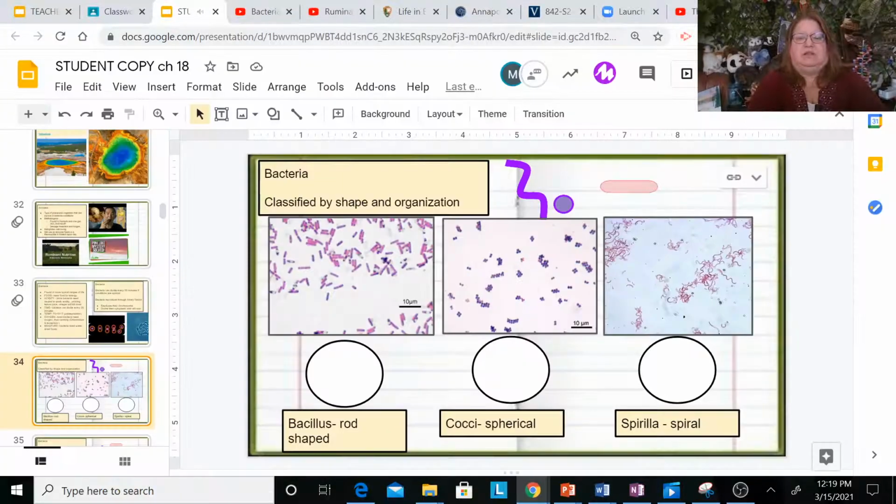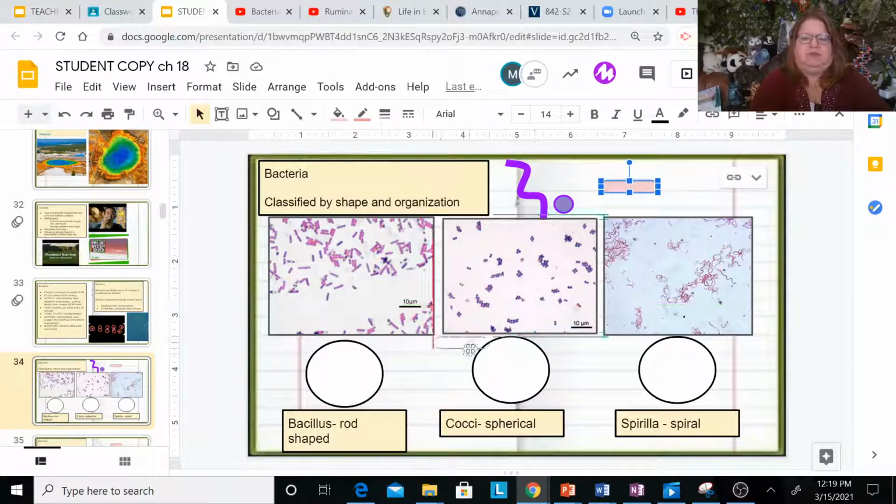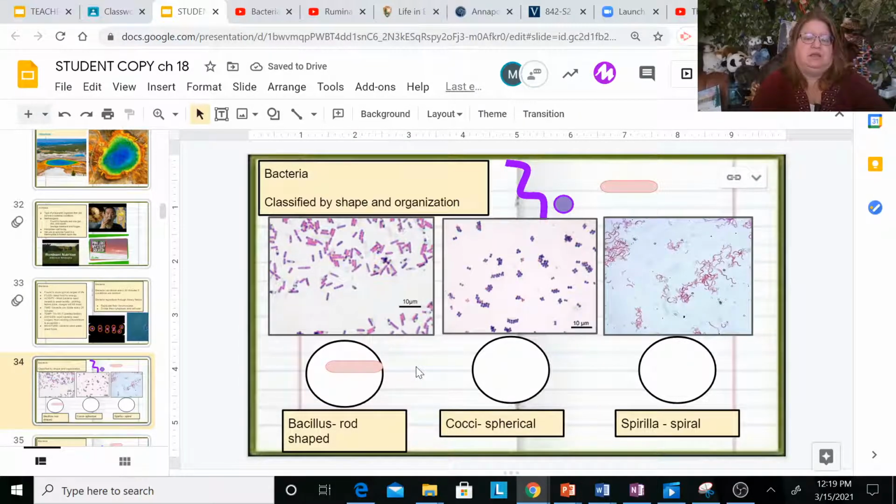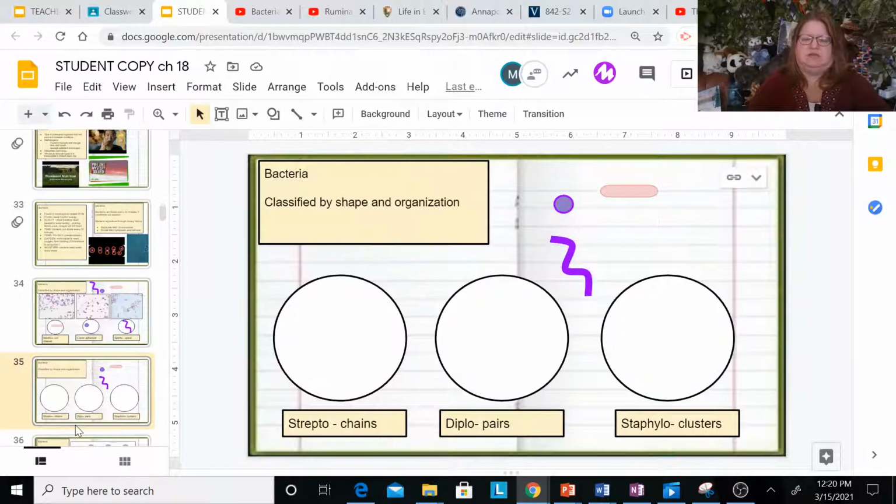Now, bacteria can be classified by their shape and organization, so follow along. I'm going to drag these to the right spot. So, bacillus would be rod shape, and a lot of bacteria are named for their shape. So, for instance, bacillus anthracis would be one, and then we've got the cocci, streptococcus, staphylococcus. And then we have spirilla, which would be, of course, spiral shaped. Those are the three main classifications. Notice some of them are stained pink, some of them are stained purple. We'll come back to that in just a second.